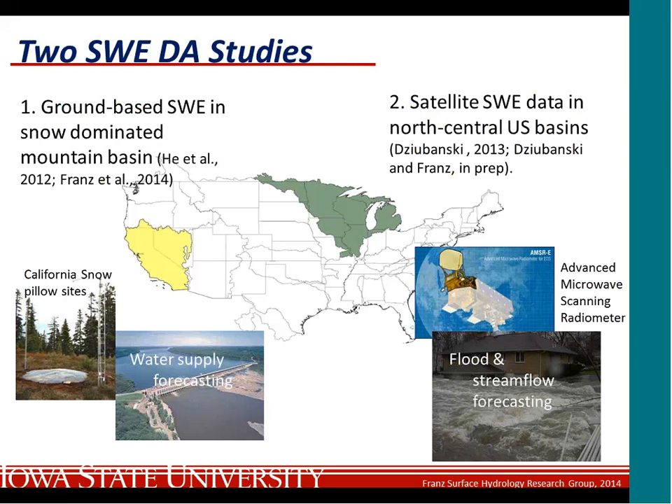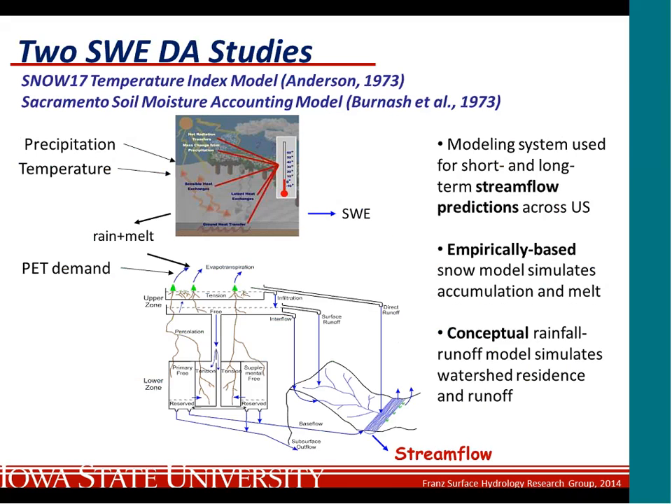The other study took place in the north central area of the U.S. Predictions here are done for a slightly different purpose, primarily focused around flooding, but there are also some low flow forecasts that are important, as well as general streamflow prediction. This second study used the AMSR snow water equivalent data in the assimilation scheme.